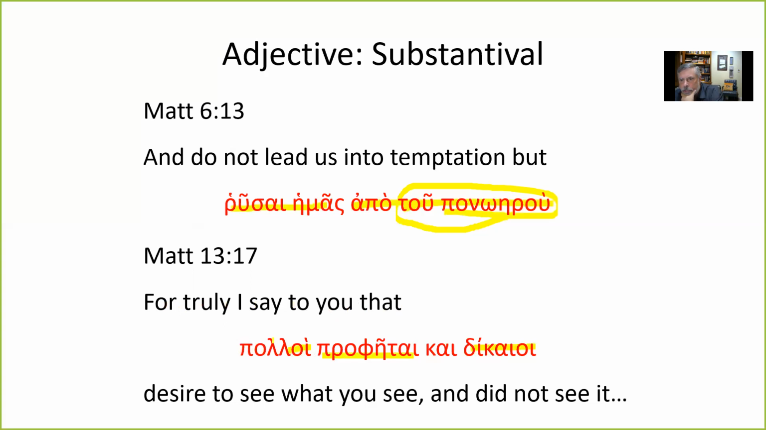For I truly say to you that many prophets and righteous ones desire to see what you see and did not see it. So here we see the adjective functioning in a nominative plural, righteous ones, agreeing with an adjective that's modifying the prophets and the righteous one.